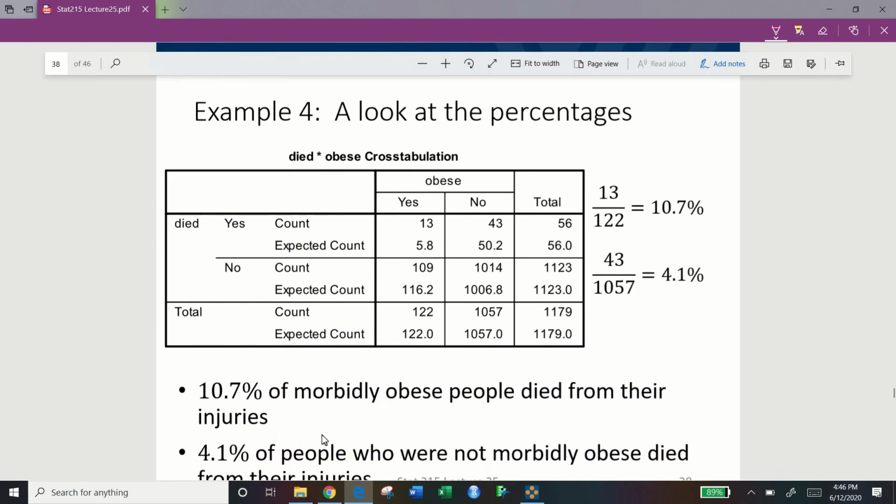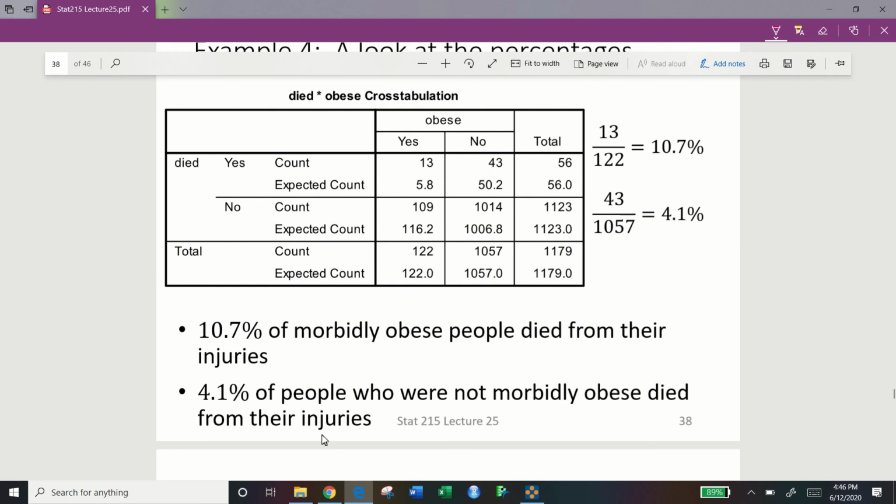I do, however, want to draw your attention to, while we've made a determination of yes, there's a relationship, the chi-square test doesn't tell us the nature of the relationship. So if we take a moment and look at the percentages, it says that 10.7% of morbidly obese people died from their injuries, whereas 4.1% of people who were not morbidly obese died of their injuries. Because of the limitations of the chi-square test, we can't determine directionality, although looking at the percentages, we can have an idea.